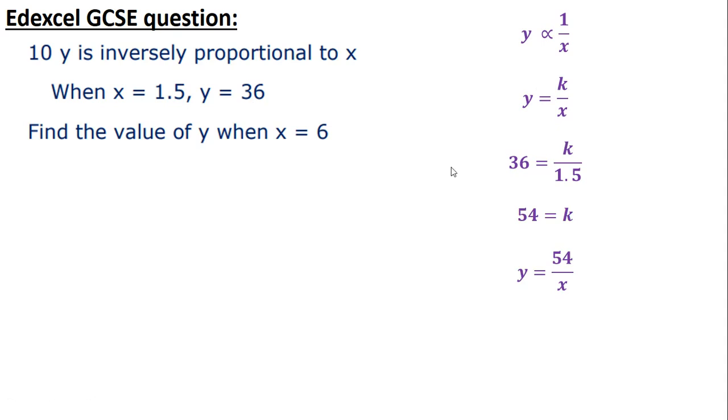Now that I have a formula, I can just pop the x value that I know in and then solve to find out what y is. So when x equals 6, y is 54 over 6, which comes out as 9.